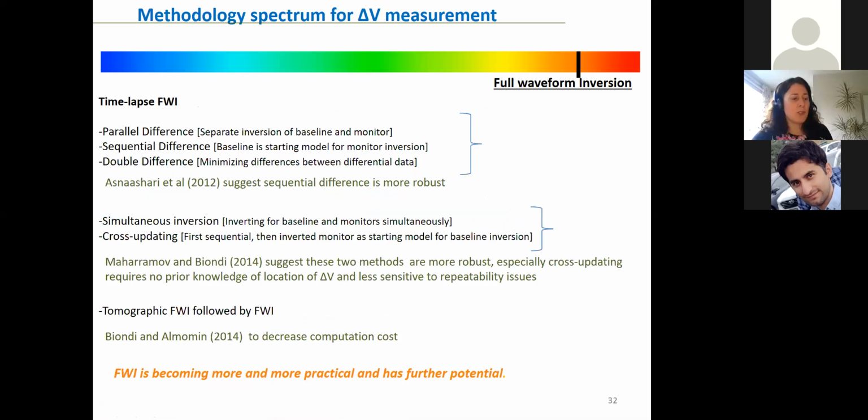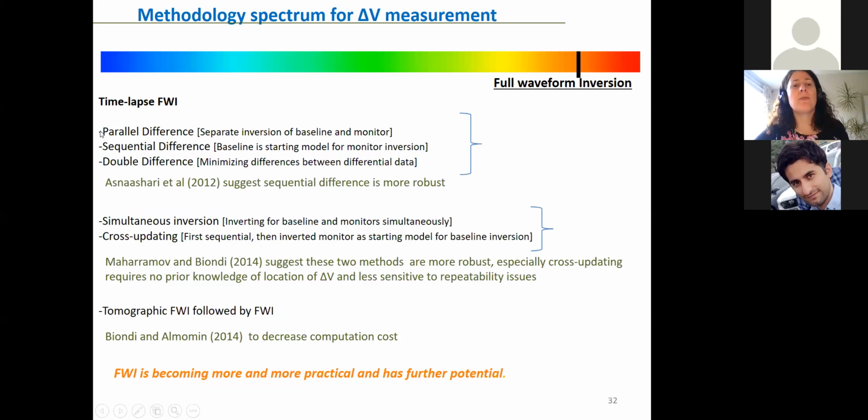Now, when it comes to time-lapse FWI, again, you have to appreciate this is an enormous topic. So there may be dedicated sessions for FWI running, for example, at SEG and EAGE, and dedicated workshops. But if we look at time-lapse FWI, there are many ways how you can combine your baseline and your monitor data sets and how you can invert for them.